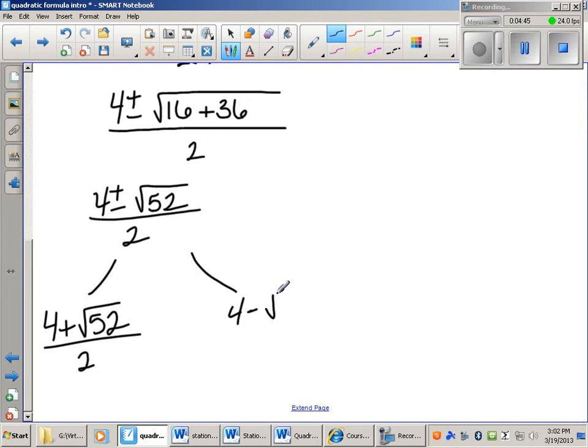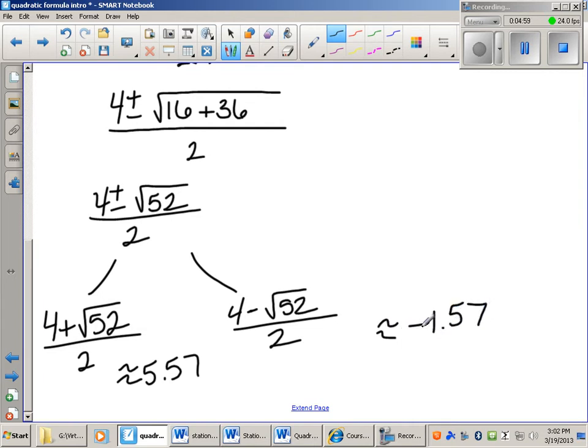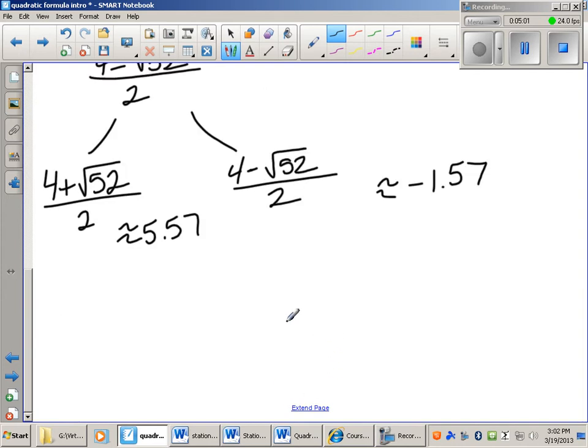And when I type this into my calculator, I get that this is approximately 5.57, and this is approximately negative 0.157. And again, we're going to write our solutions like coordinate points or as x-intercepts, because we know the solutions to a quadratic function are the x-intercepts.